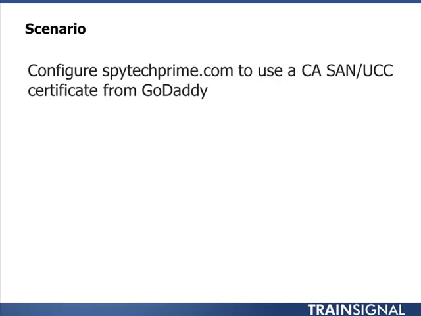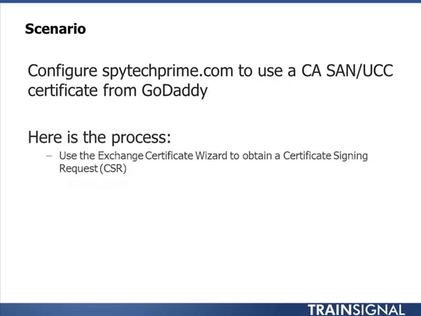But now the next step is to configure SpyTech Prime to use a certification authority SAN or UCC certificate from our ISP, which is GoDaddy. So we're going to use GoDaddy as our certification authority. Here's the process that we're going to go through. We're going to use the Exchange Certificate Wizard to obtain a certificate signing request, a CSR.